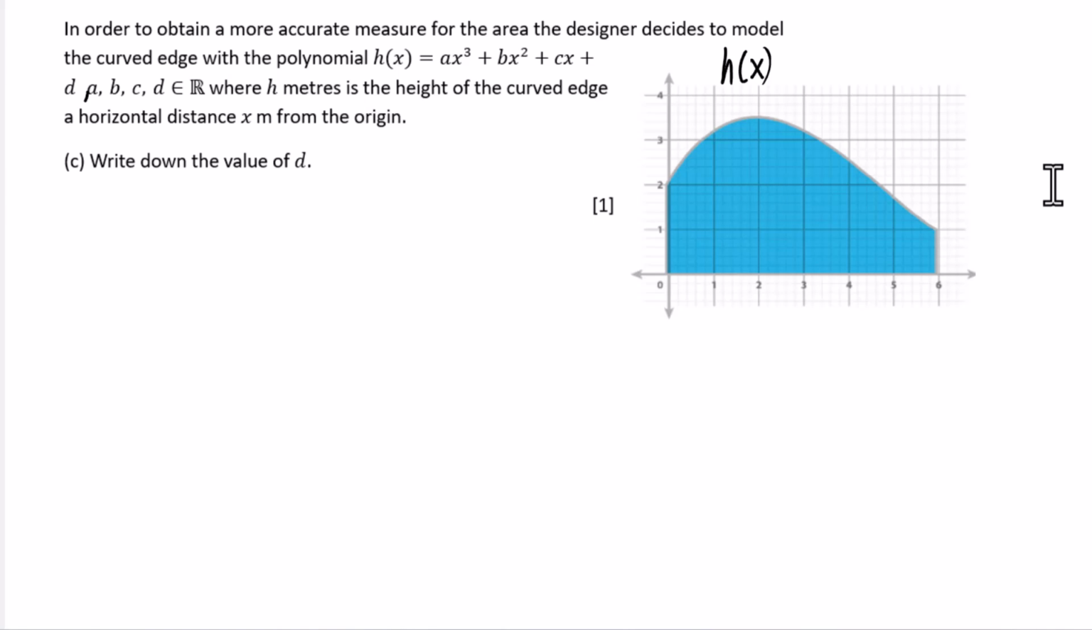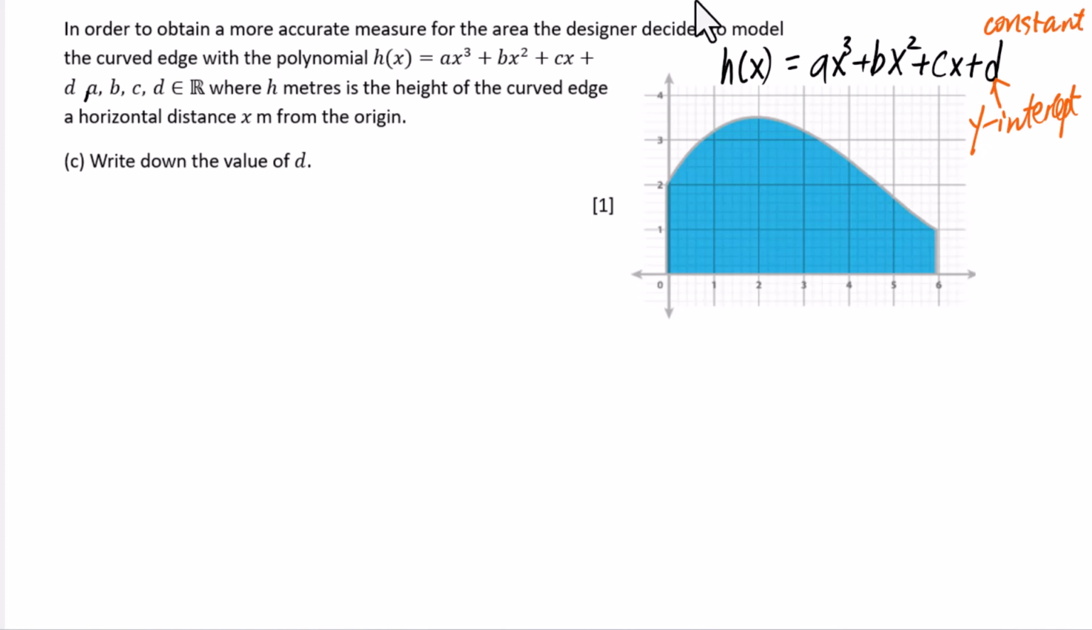For this, h(x) = ax^3 + bx^2 + cx + d. This d is called the y-intercept because it's a constant in this polynomial function. So d equals 2. In other words, h(x) = ax^3 + bx^2 + cx + 2.